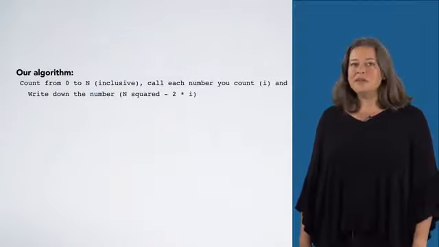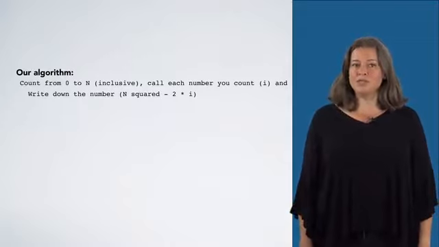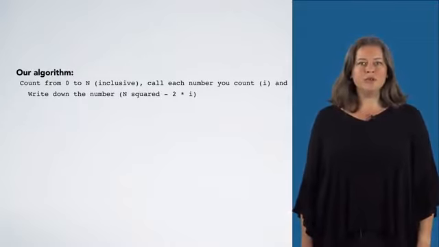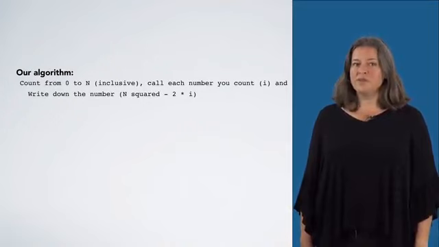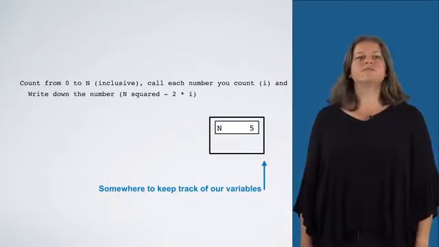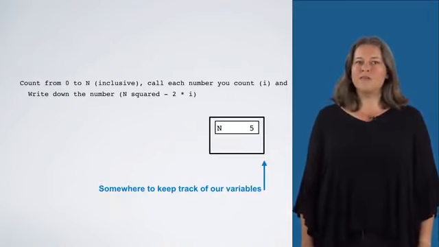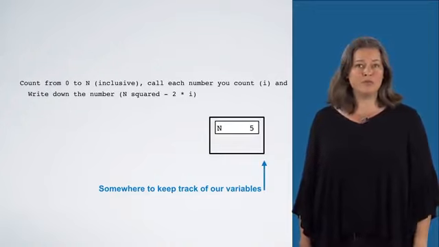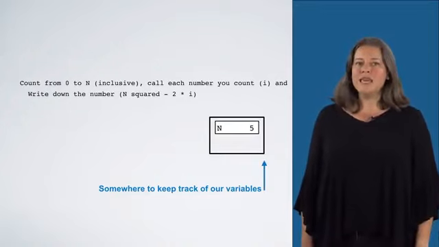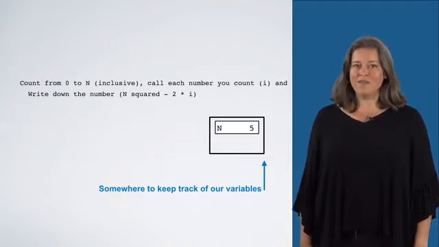In this video, we're going to test the algorithm that we just wrote. We're going to be counting from 0 to n, and n is a variable. We're going to draw boxes for each of our variables to keep track of what value they currently have as we step through our algorithm. As we begin, n has the value 5.